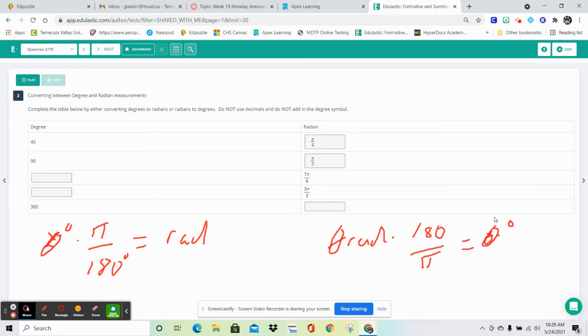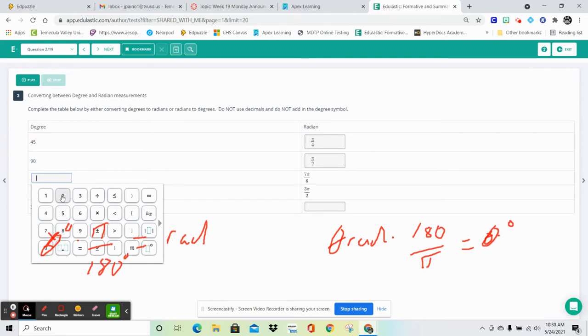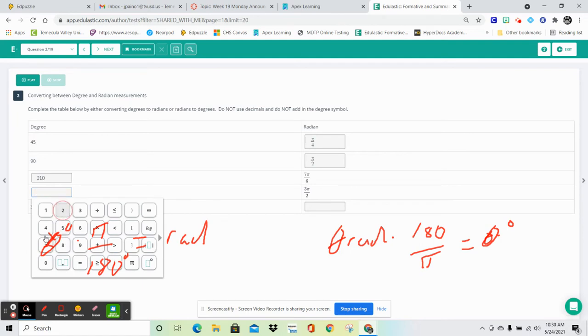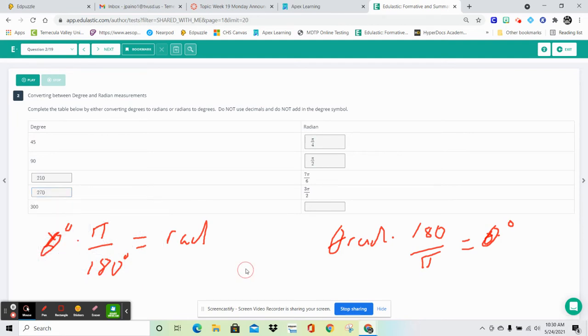Now you're going to plug it in here, so the pi's will cancel out. 6 goes in 180 30 times, and 30 times 7 is 210. This is going to be 210 degrees, and you do not need the degree symbol. So we're reading the directions. 3 pi halves, that's 270, that's right off the unit circle. All right, 300 degrees, that's also on the unit circle.